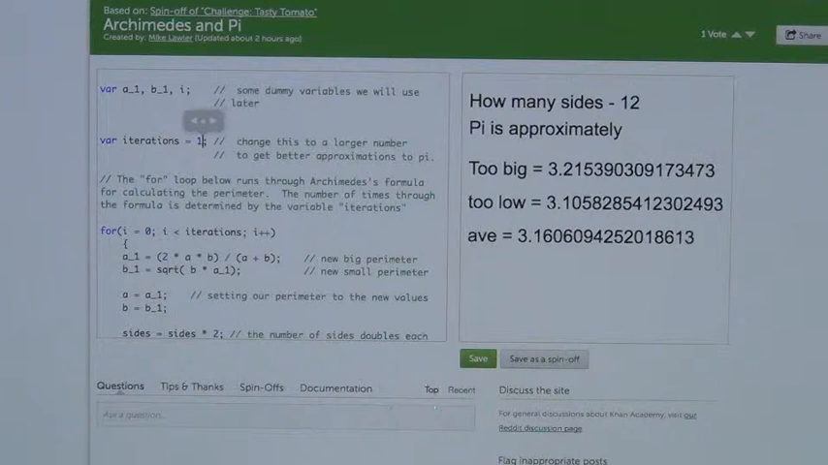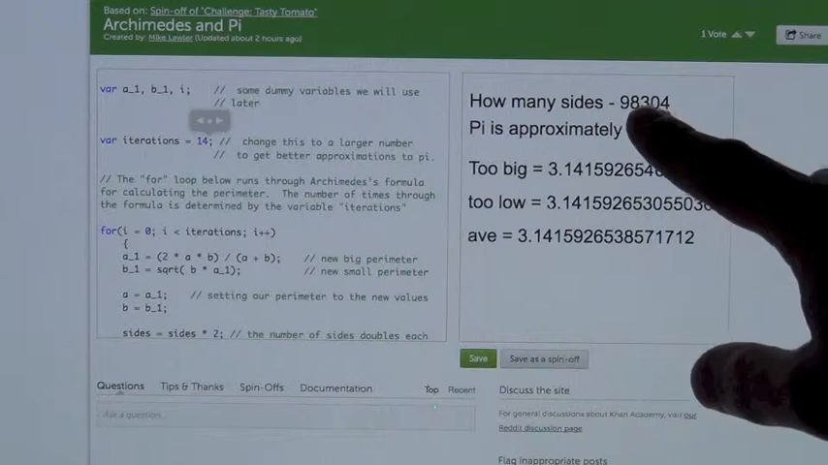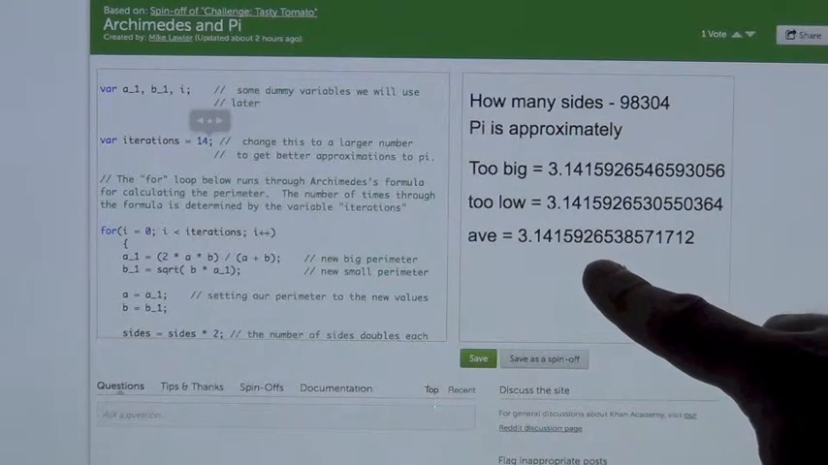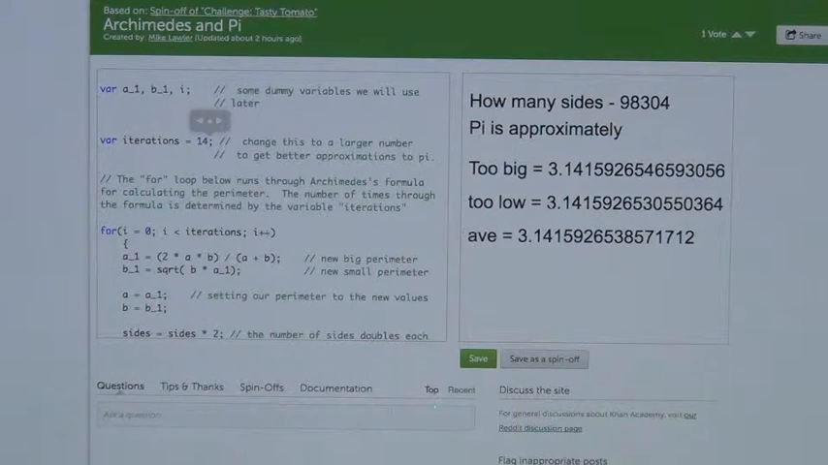So let's go for, say, 14 times through? Okay. 98,000 sides. And I get pi is about 3.141592653.8. Whoa. Can you imagine even trying to draw a 98,000-sided polygon, to make each side that big? It's crazy, right? But this is pretty neat.